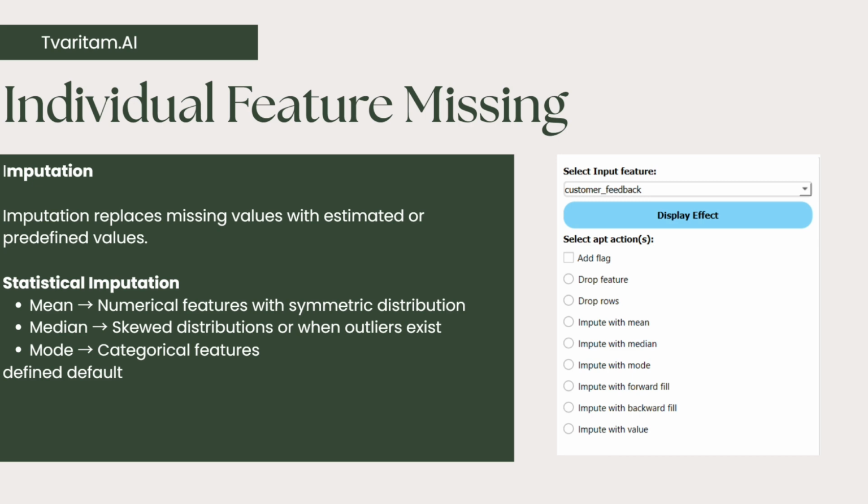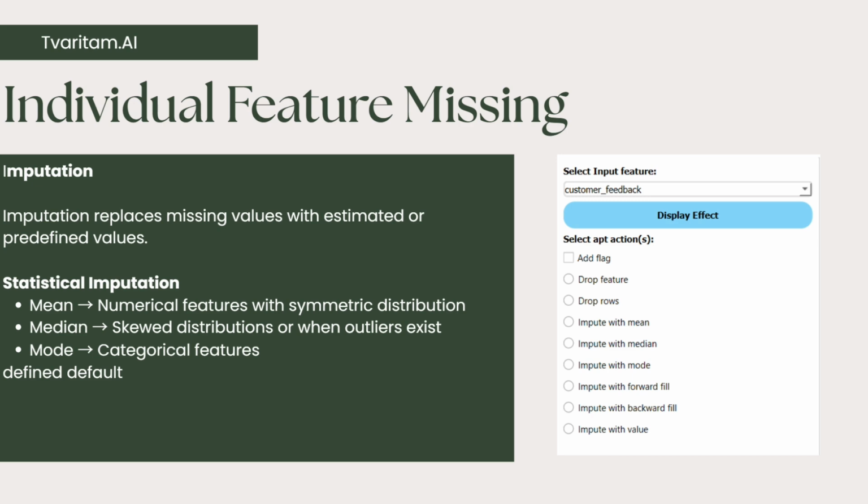Second is to impute with median in cases where the data distribution is skewed. The data contains a lot of outliers. The median is a better measure of central tendency. For example, annual income can be highly skewed because a small number of individuals may have extremely high income. In such cases, imputing with median can produce more stable results.